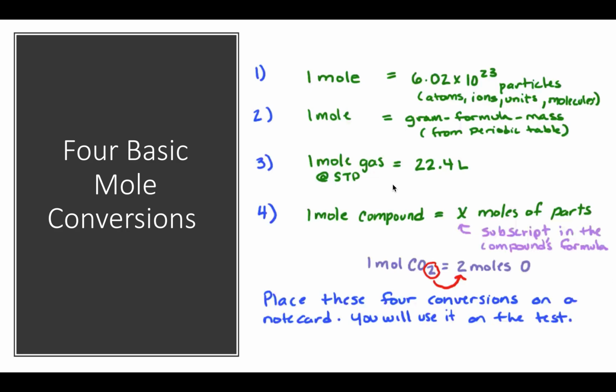Last but not least, 1 mole of a compound equals X moles of the parts of the compound, where X refers to the subscript in the compound's formula. For example, if I have 1 mole of carbon dioxide and I want to know how many moles of oxygen I have, I just need to look at the subscript right next to oxygen, and that's a 2. So for every mole of carbon dioxide, I have 2 moles of oxygen. Okay, so please put these 4 things.